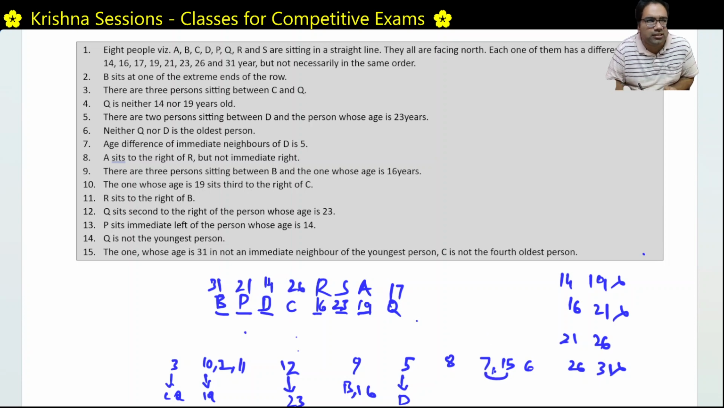So we used condition number 7 and 15 to arrive at P and C, 21, 26, the ages of these. We use condition number 8 to arrive at R and D, 16 and 19, right? We use condition number 2, persons sitting between D and the person. So we use this condition, right?